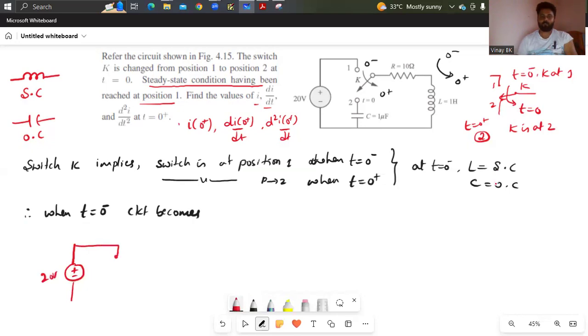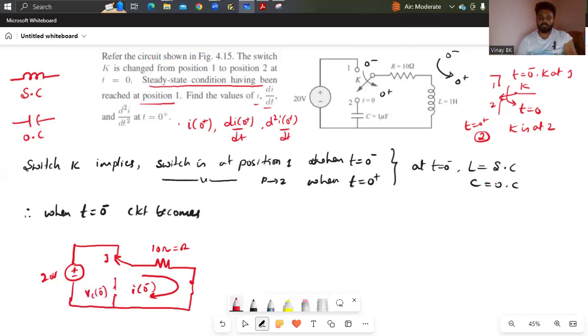So now at position 1, switch is at position 1. Here there is a resistor R, the value of R is 10 ohm, and when the switch is at position 1, the circuit will be acting under steady state, so that inductor will be short circuit. So under steady state condition, inductor is short circuit and this capacitor is open circuit, since there is no element connected across capacitor. So before closing switch at t equals to 0, here I of 0 minus current is flowing, and the voltage across capacitor is Vc of 0 minus.